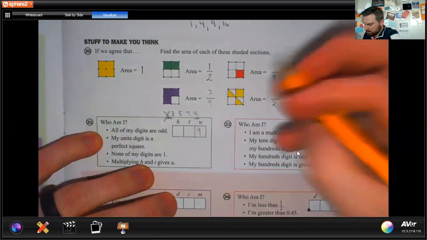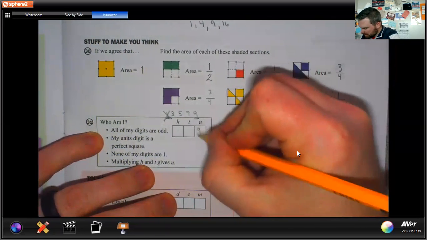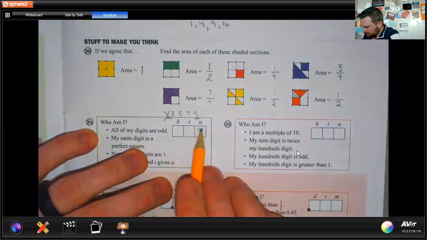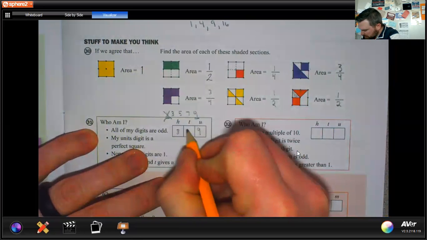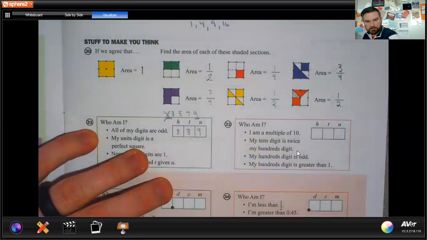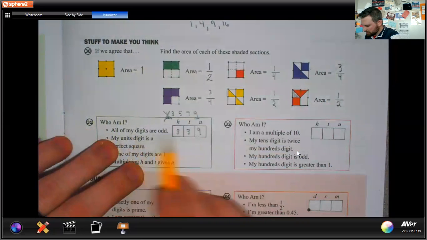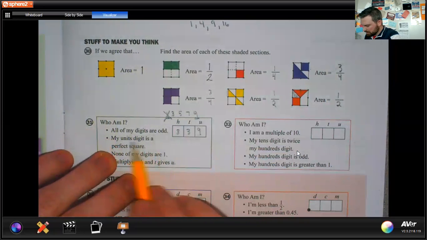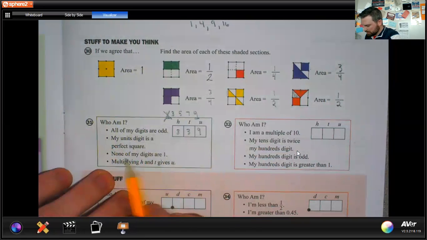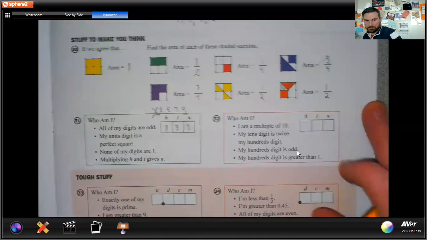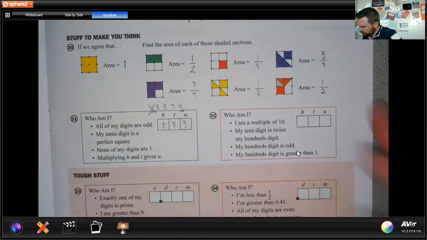Sorry about that. So this number right here needs to be these 2 multiplied together. So we're going to have 3 times 3. Okay, so 3 times 3 is 9. All of my digits are odd. My units digit is a perfect square. None of my digits are 1. Multiplying h and t gives you u. Okay, so 339.